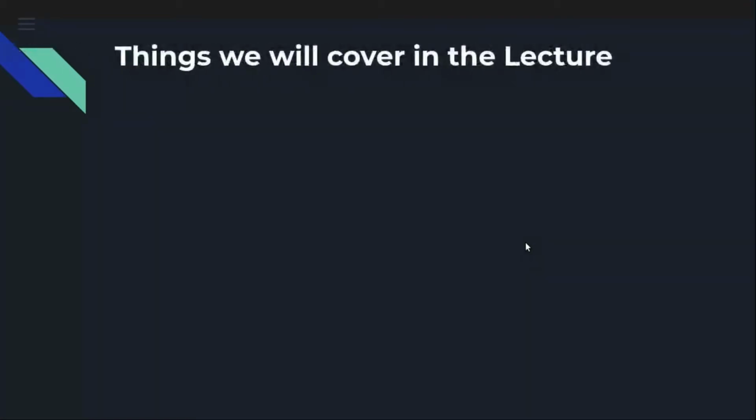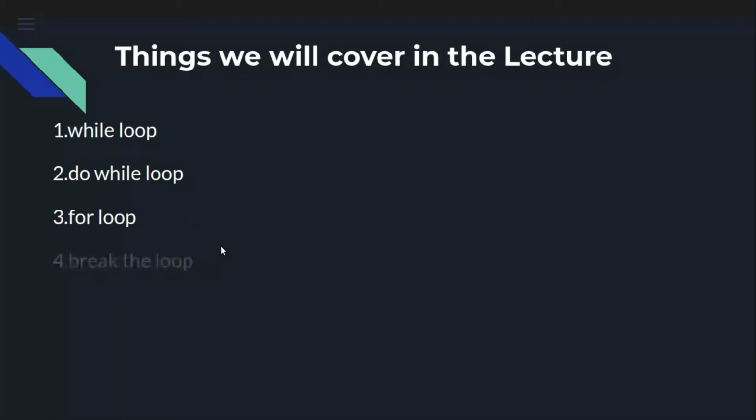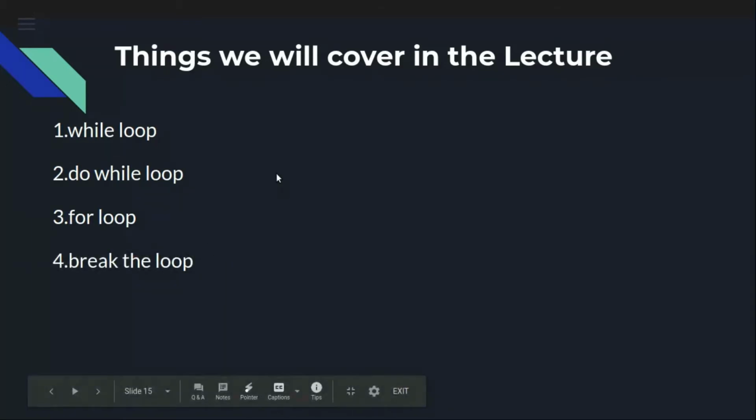Things we will cover in the lecture. First, while loop. Second is do while loop. Third is for loop. These three are the three variations of the loop. The working is pretty much the same, but all three have different syntax and different pros and cons. We will see each of the loops in the following sections. Then the fourth topic is break the loop, which is not a loop, but a technique to come out of the loop whenever we want to.